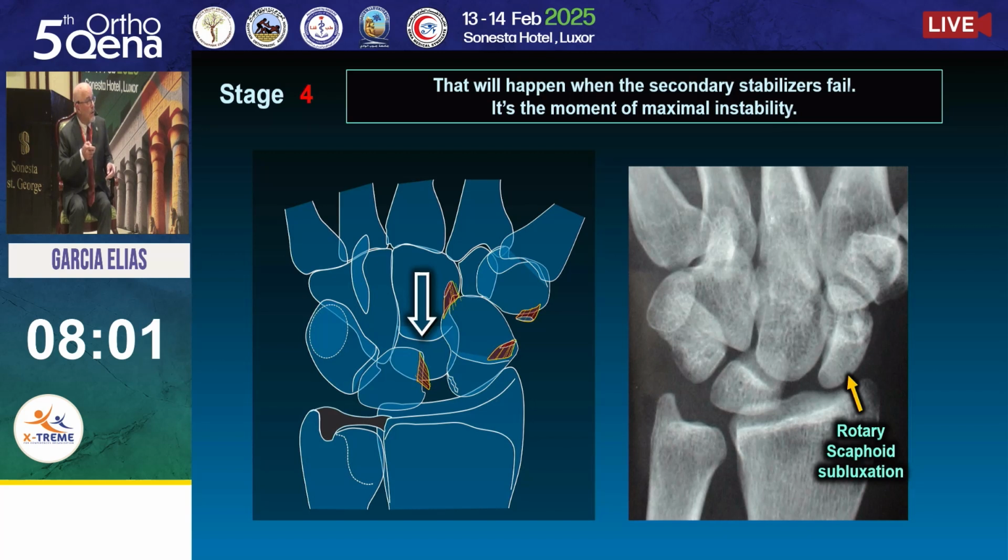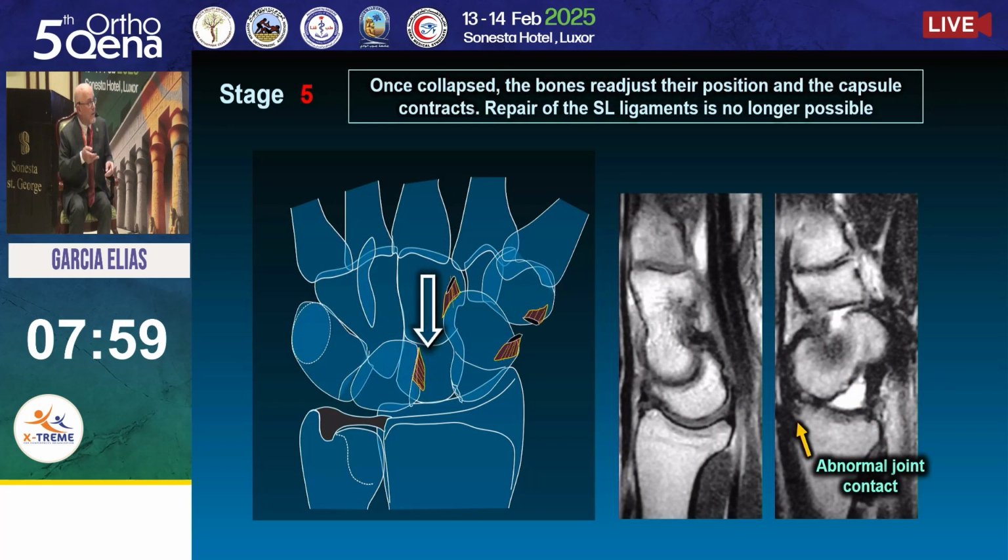It's a problem when we have that now, and now there's no normal joint contact. You have the carpal that has collapsed, and that's carpal collapse. And then, of course, all the capsule contracts. The repair of the scapholunate ligament is no longer possible. And here's when we collapse with the ideas that had been said before.